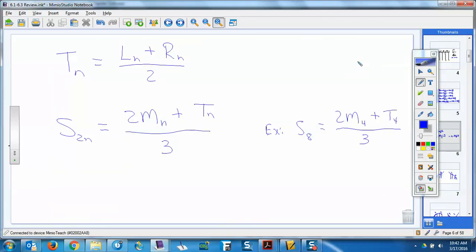We also have these shortcuts, right? If you want to do a T4, that's the same as doing an L4 plus an R4 and dividing by 2. Or for Simpson, if you're going to do an S8, you can do 2 M4s plus a T4 and divide by 3. Or you can write it out the other way, right? So you want to be able to do those. If you want to use those, you can, or you can use the ones on the previous page. It's up to you, but we do have these averaging ways of doing trapezoid and Simpson.